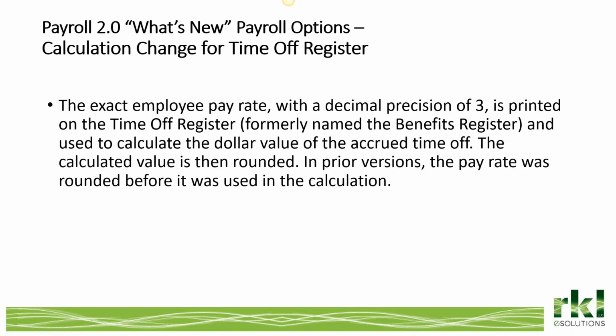Calculations for the time off register. There is a 3-decimal precision function in the system. This was called the benefits register. Obviously, everything that was benefits is now called time off. And it calculates your accruals. The system will automatically do the rounding, so we need to make sure that when we do the validation, if you are using these, that we end up with the correct numbers. This is one of the things that we'll have on our upgrade checklist for you.